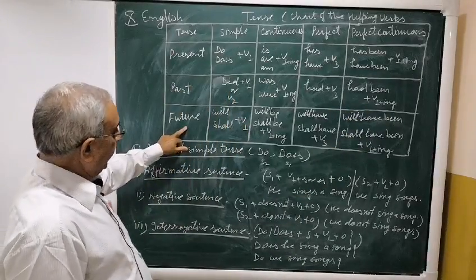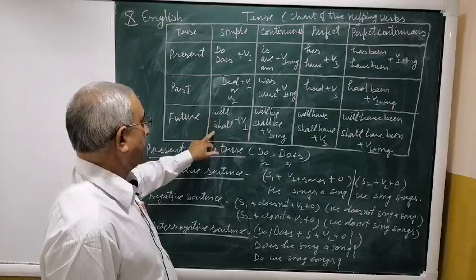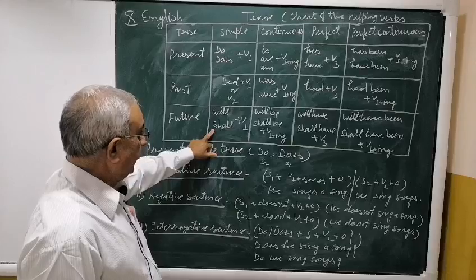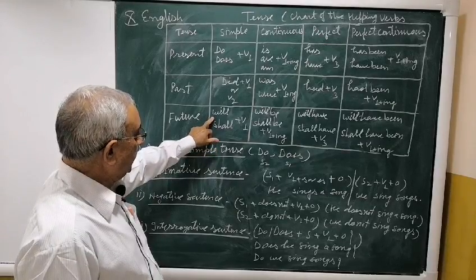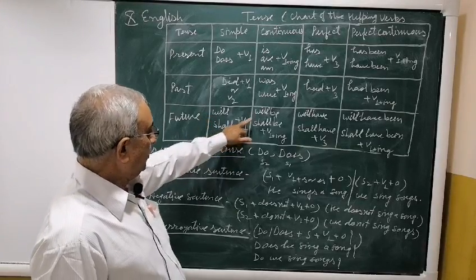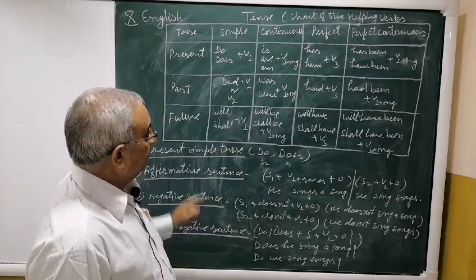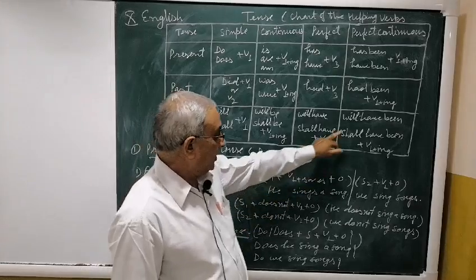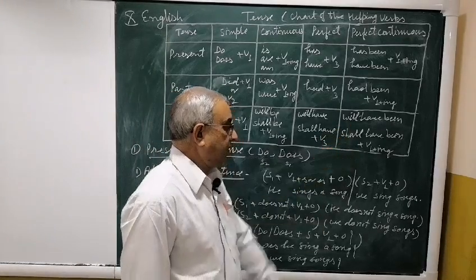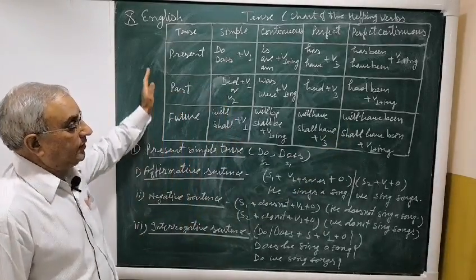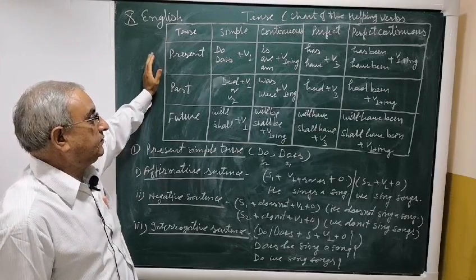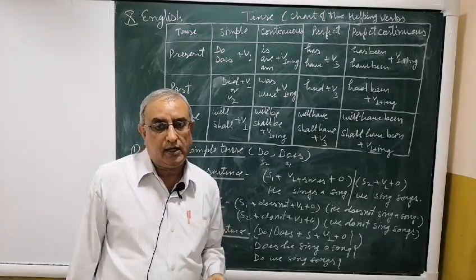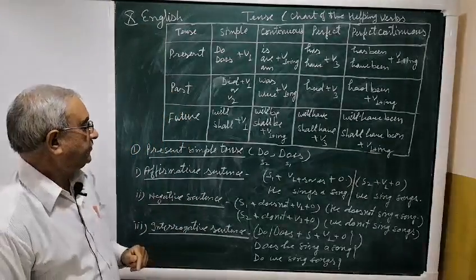Now future simple tense, there are two helping verbs: will or shall. Shall with the subject I or we and will with the other subjects. Future continuous, will be and shall be. Future perfect, will have and shall have, and future perfect continuous, will have been and shall have been. So this is the chart of the helping verbs. With the help of these helping verbs, we can recognize or identify any kind of tense.